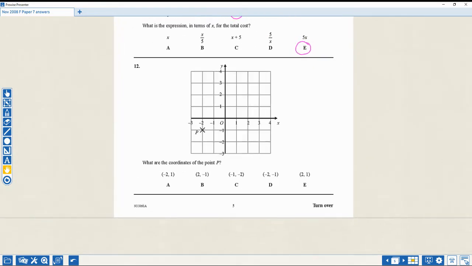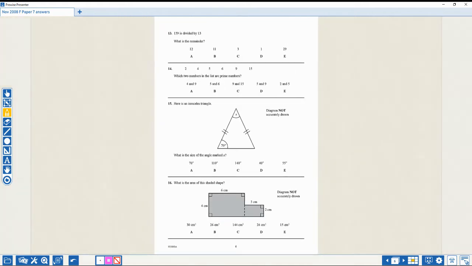Question 12, what are the coordinates of point P? So we start in the middle with coordinates, and we go to the left 2, and we're going down 1. So it's minus 2, minus 1. So the answer there is D. Don't forget with coordinates, we go across first, then up or down: along the corridor, and up or down the stairs. In this case, 2 to the left is minus 2, and 1 down is minus 1. Next page.